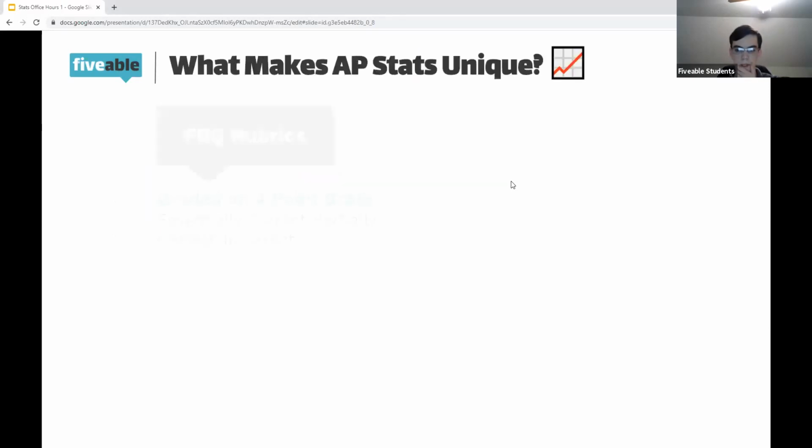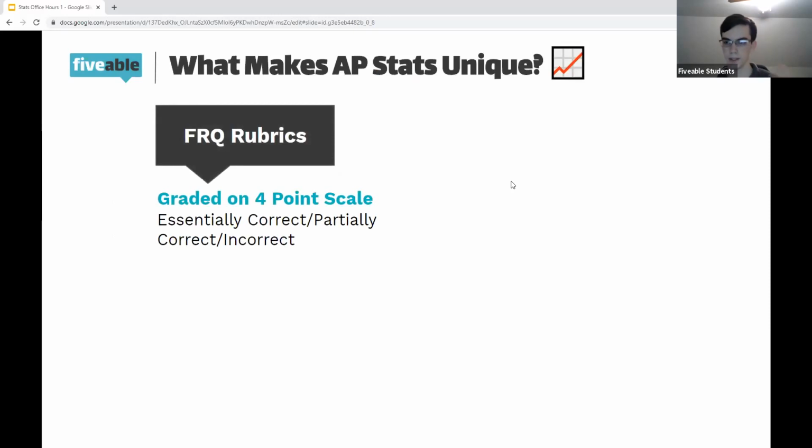So what makes AP Stats as a class unique? It, like most other AP exams, is still MCQ plus FRQ, but the FRQ is graded a little bit differently, and I think it's a little bit advantageous because your FRQ grade is graded on a 4-point scale. But each part of an FRQ, since, as in most classes, FRQs are made up of more than 1 point, it's either marked as essentially correct, partially correct, or incorrect. And you can mess up one or two little things to get an essentially correct score.